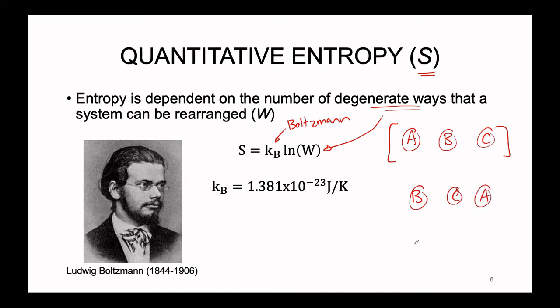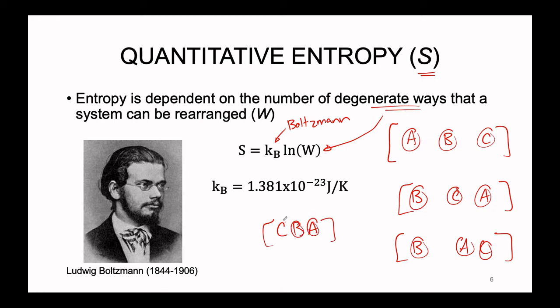We could also write this as BAC. We could also write this as CBA. You get the point. Like, all of these different ways that we can rearrange and write a unique set of these 3 different balls, which I got lazy and stopped writing these circles around here. So far we have written 4 different W's, right? 4 different ways that the system can be rearranged.